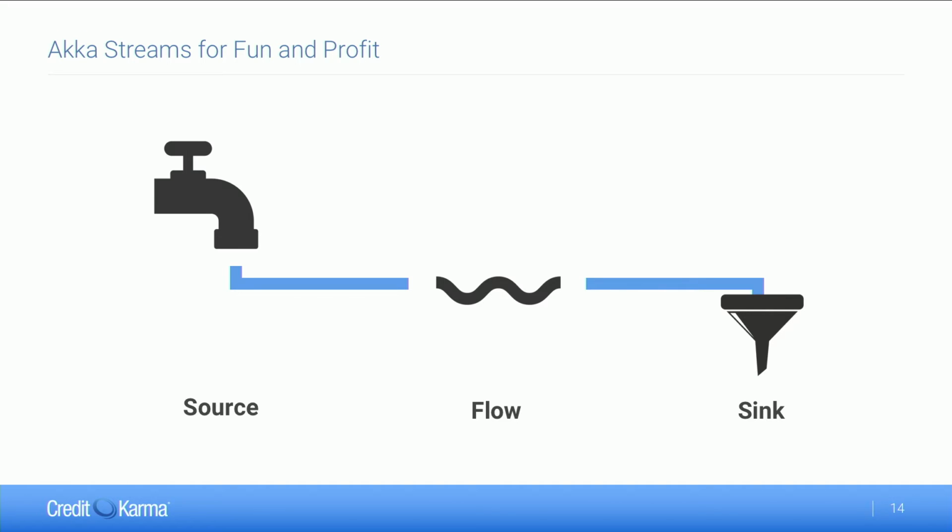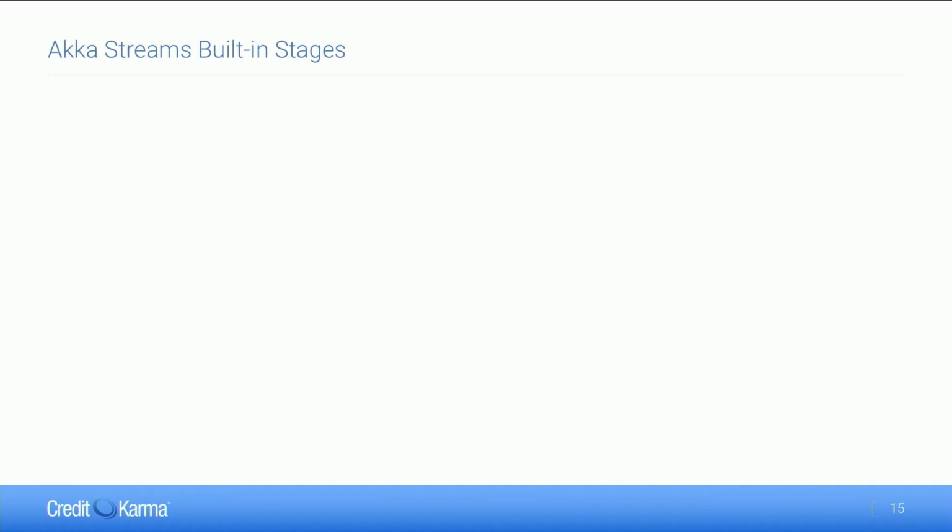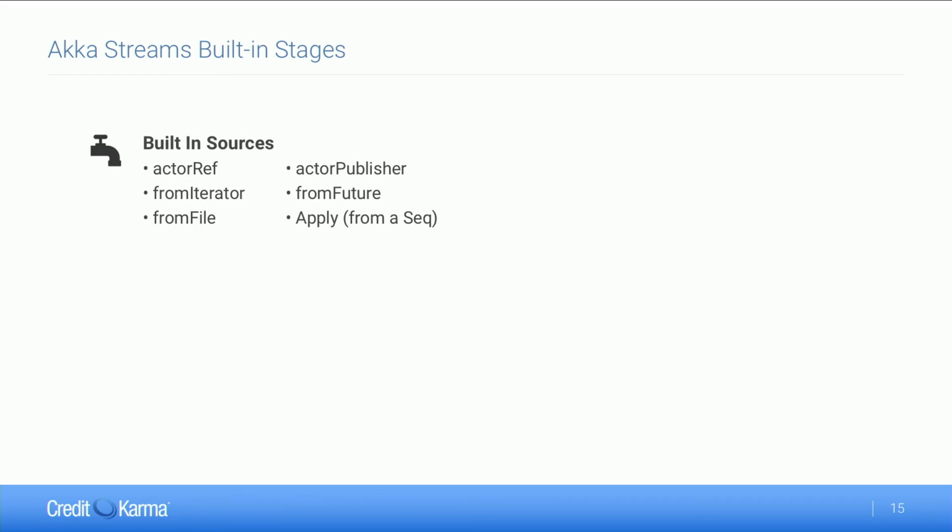So let's actually take a look at some of the specific API that they provide. And all this is code you can use out of the box. Some of the built-in sources, you have from Future, you have a file, an iterator, actor ref, or even a sequence. Whatever works for you. This is all custom code that you just get out of the box. These are APIs that they just provide.